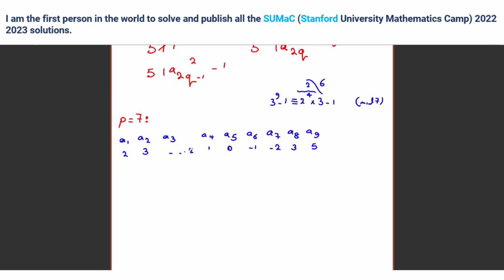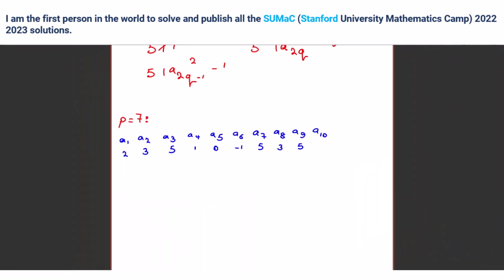Let's write also this one. We can say A3 is 5 or negative 2. And let's write also this negative 2 as 5. So do we have a good pattern? Not yet. A10 is what? A10 is equal to 1. Okay, let's check.